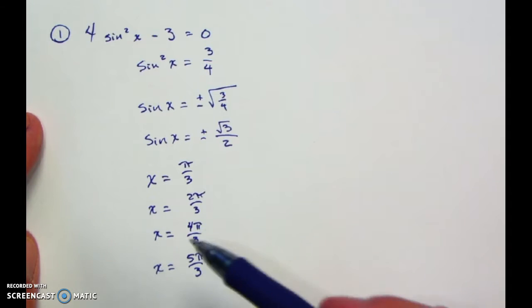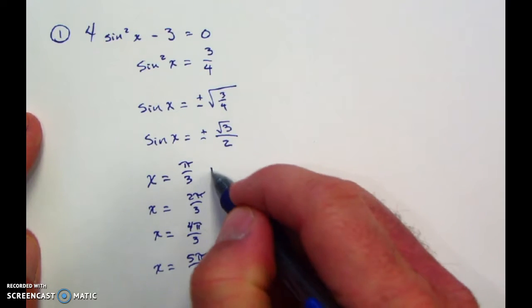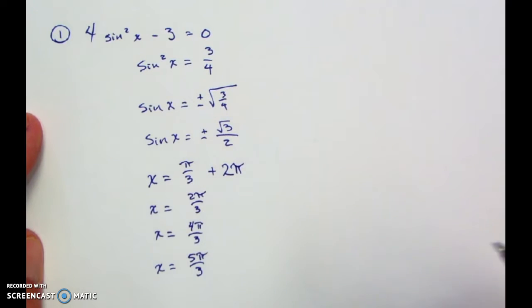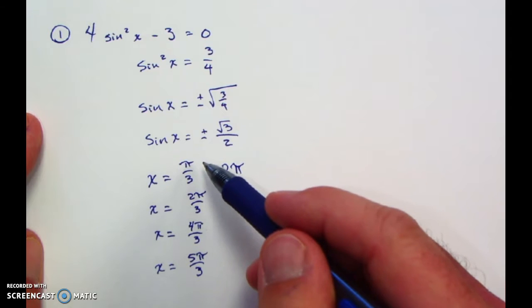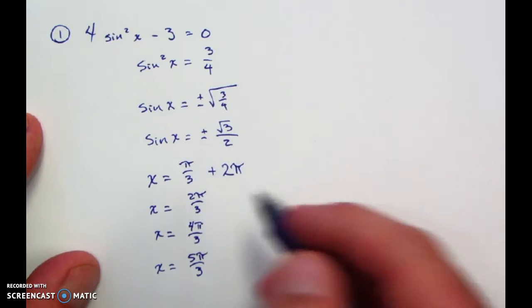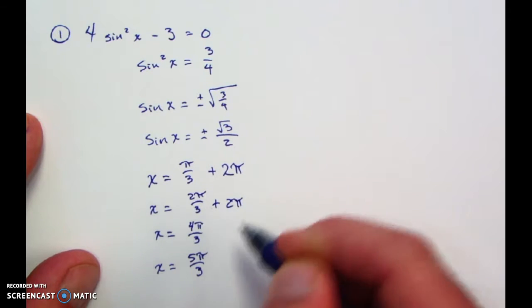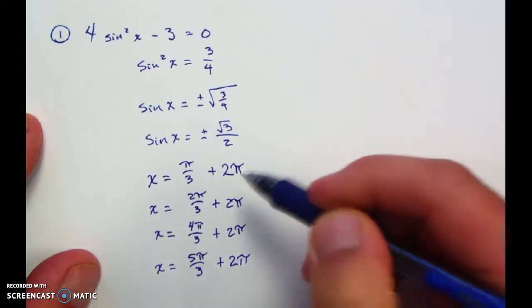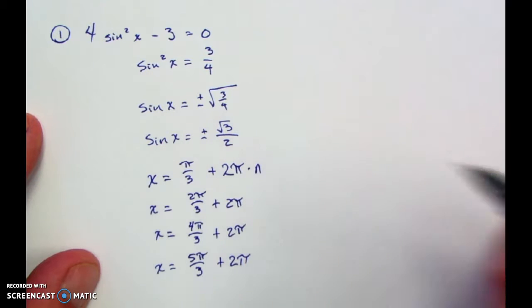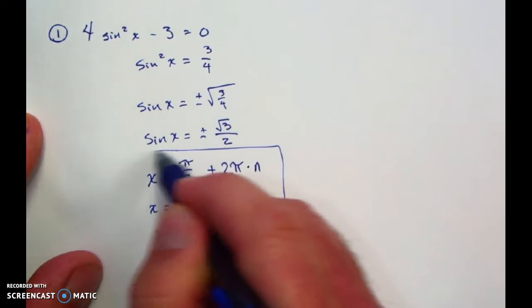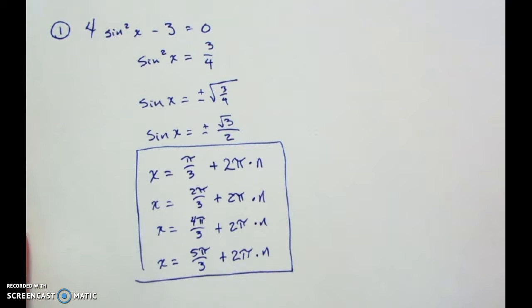What we also need to remember is that the sine wave goes on forever. So that means every time I take another lap, every time I go around 2 pi, I find another angle that would be equal to either the positive or negative square root of 3 over 2. So I'm going to add 2 pi to each of these because I could take a lap. In fact, we could take multiple laps, so I don't just add 2 pi, I add 2 pi times n, because every single time I take a lap, I get that answer again. So we have all of these possible angles for x.